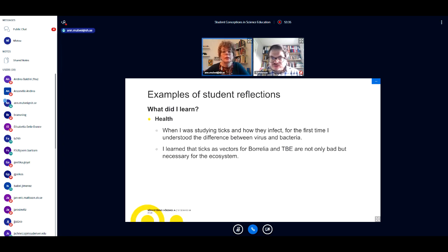So here are some examples of students' reflections about what they learned. We got some about health. When I was studying ticks and how they infect, for the first time I understood the difference between virus and bacteria. And another one said, I learned that ticks as vectors for Borrelia and TBE are not only bad, but necessary for the ecosystem. So here we think that they got a more holistic view anyway of the things.